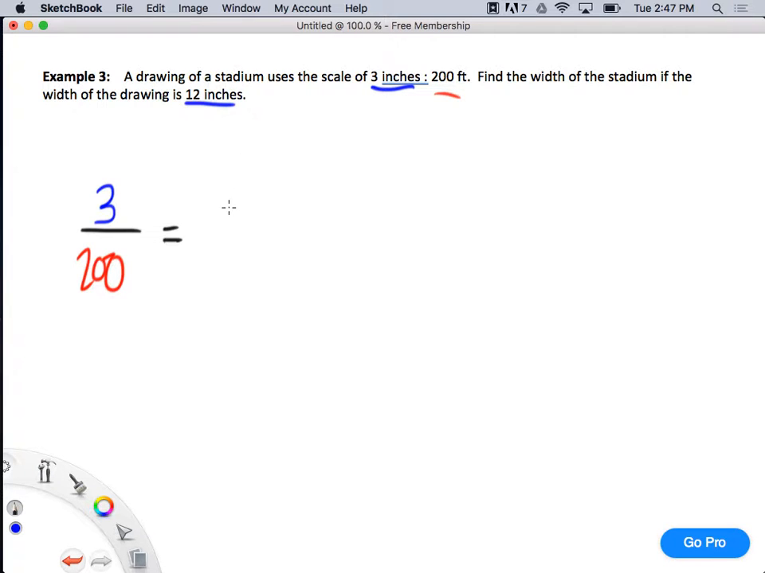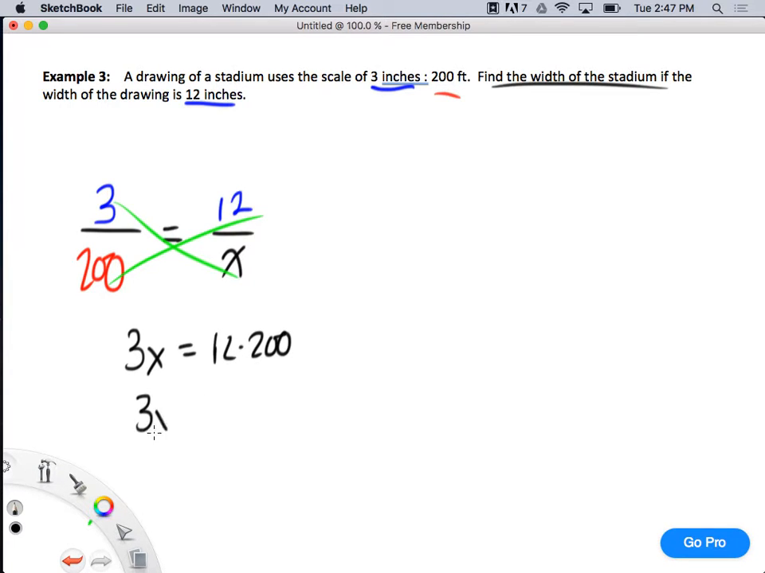So the drawing, in this case, they say is 12 inches, and it says find the width of the stadium. That's the actual, so we'll call that X. Does that make sense to you guys? So the drawing over the actual is what this ratio is showing: 3 over 200 equals, well, the drawing is 12 and the actual is x. Does that make sense? And so all I have to do there is cross multiply, and I get 3x equals 12 times 200, or 3x equals 2400.